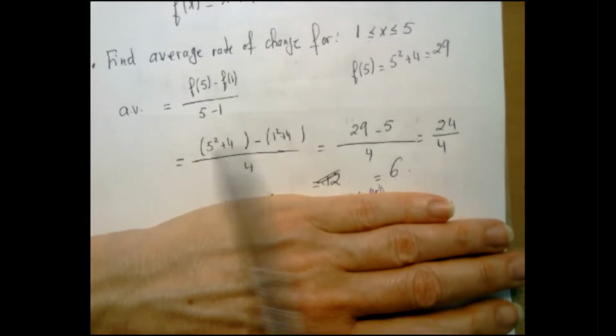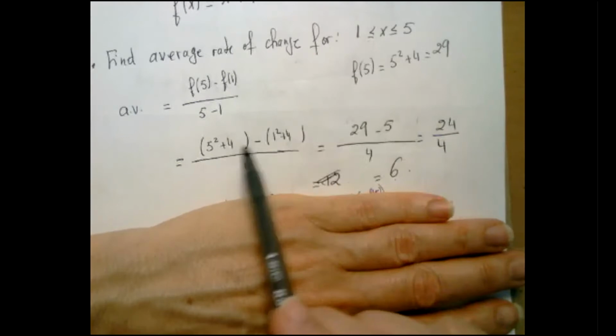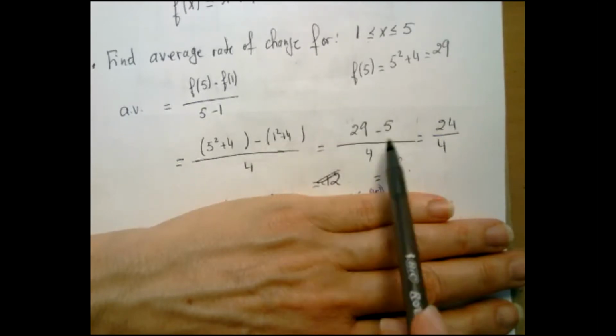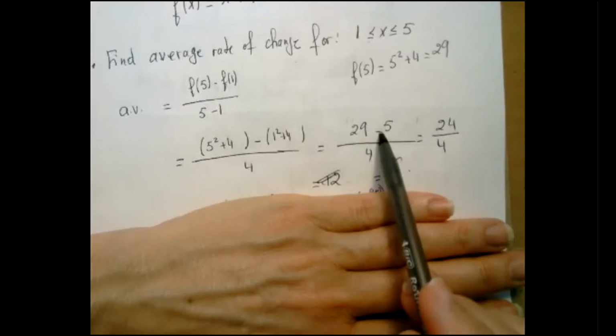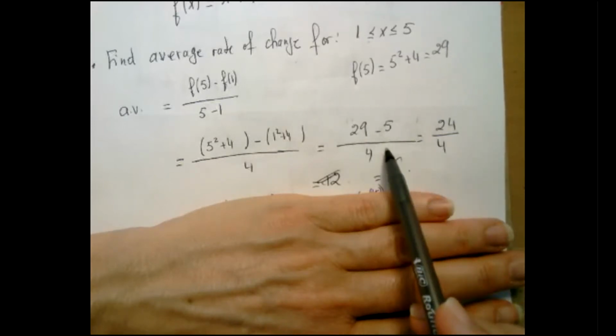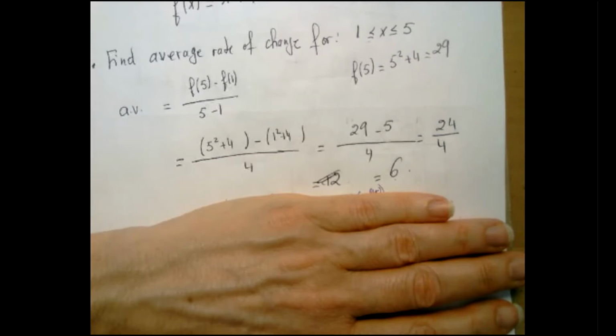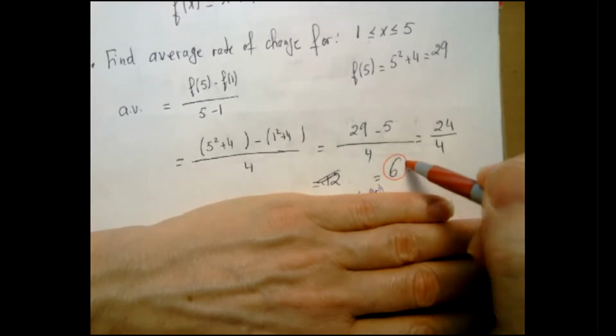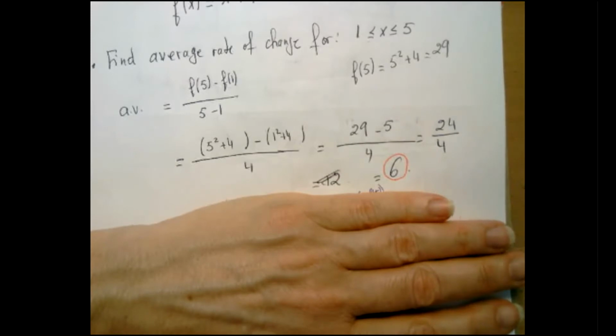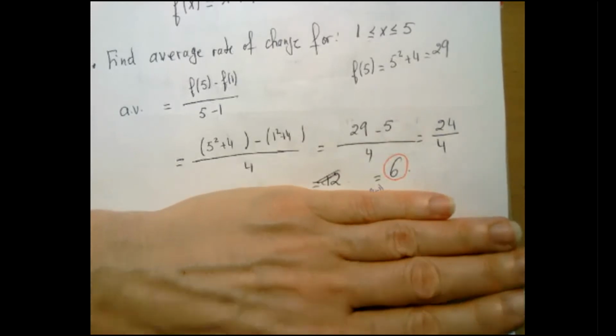f of 5 is 29. f of 1 is 5, over 4, which is 5 minus 1. 29 minus 5 gives me 24 over 4, which is equal to 6. So the answer is actually 6. That's the answer to the problem. All right? Got it, Zach?